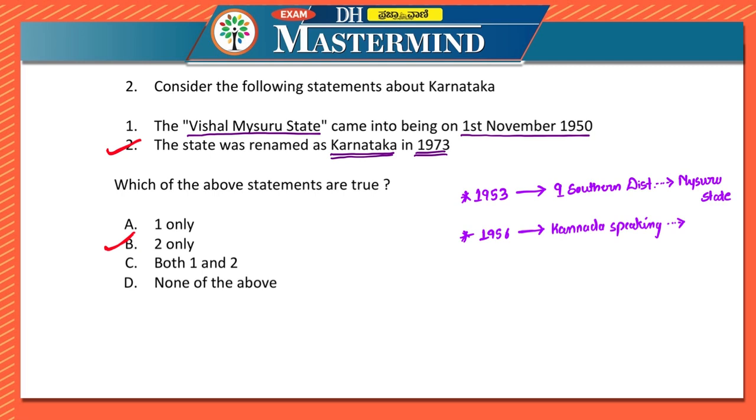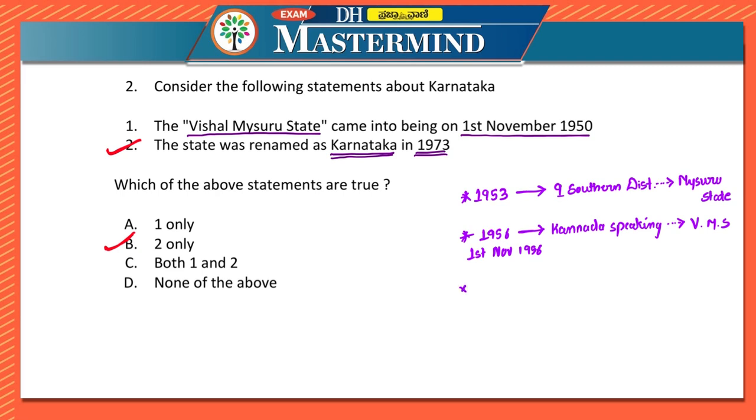This was on 1st of November 1956, and that was Vishal Mysuru state. You have to remember this, Vishal Mysuru state. And because it was commemorated, from that time only 1st November was celebrated as Rajyotsava.